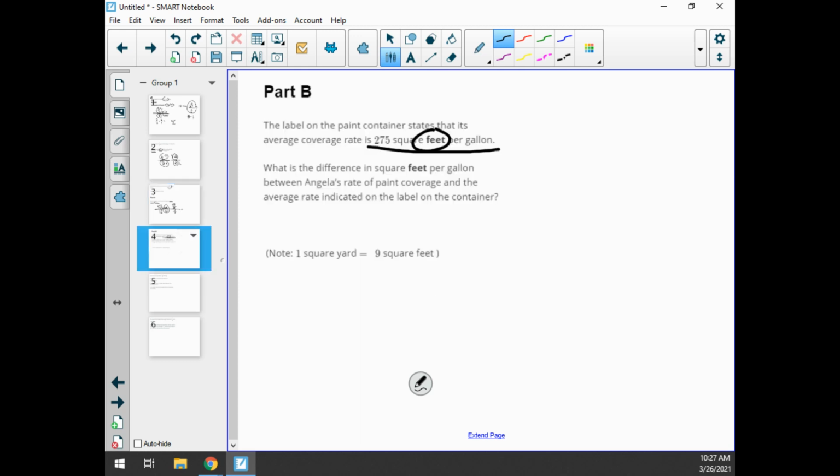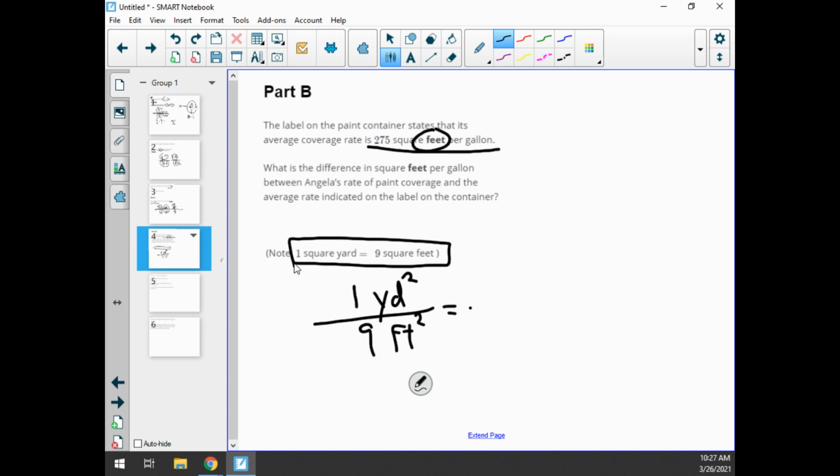How do I turn feet per gallon into yards per gallon? Well, let's see. This is an equivalency. 1 square yard is the same as 9 square feet. I can make that into a ratio. 1 square yard equals 9 square feet. So now create that proportion like we were doing the other day. Now we can convert yards into feet by making a proportion.